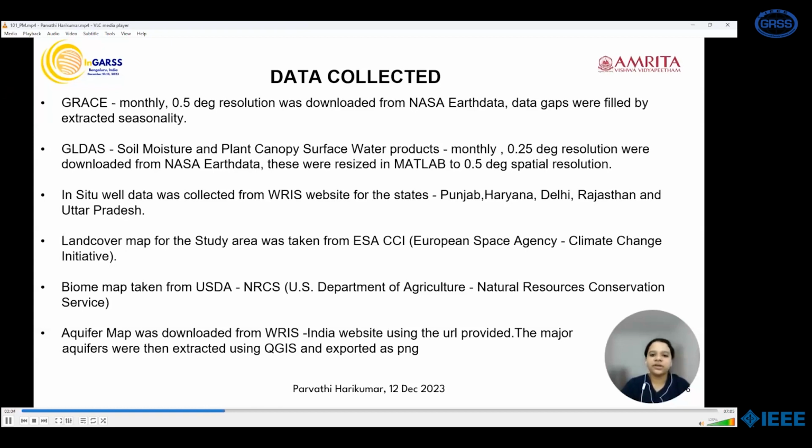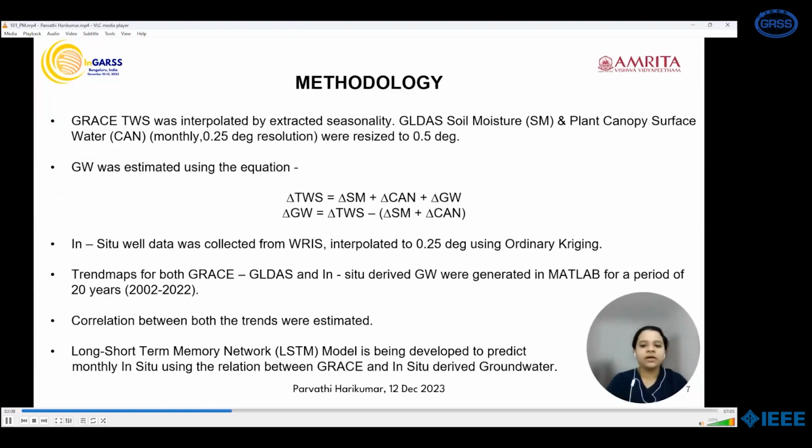Major aquifers were then extracted using QGIS and exported as PNG files. Coming to the methodology, to address the data gaps in GRACE total water storage, we filled them by extracting seasonality. The GLDAS soil moisture and plant canopy surface water products were resized to 0.5 degrees. Groundwater was estimated using these equations. In addition, in situ well data from WRIS India was collected and interpolated to 0.25 degrees using ordinary kriging.